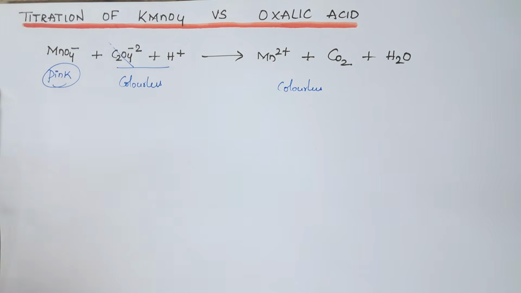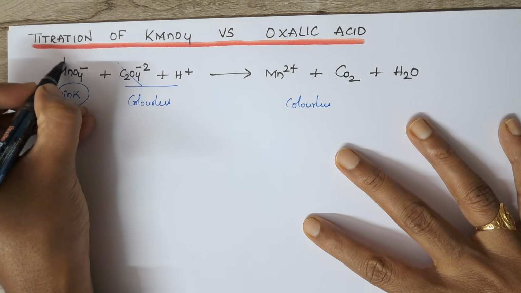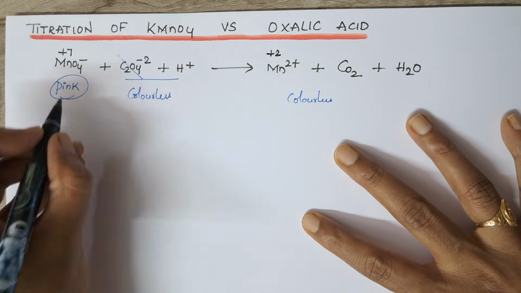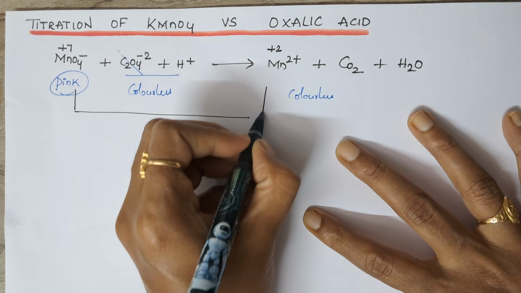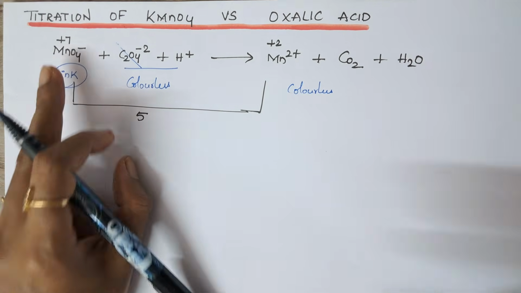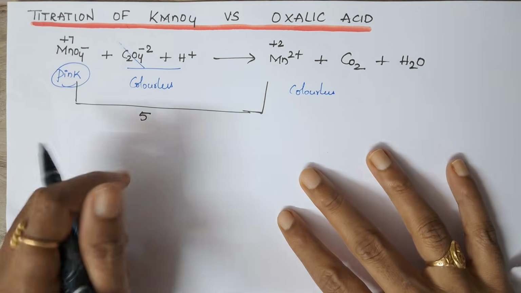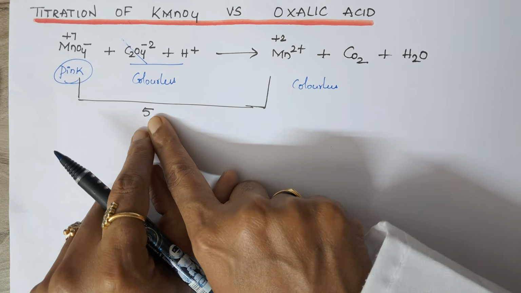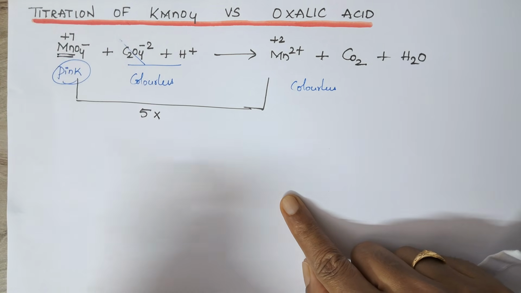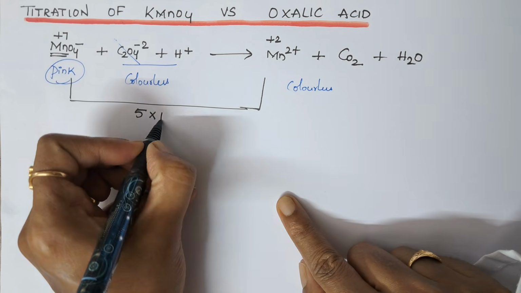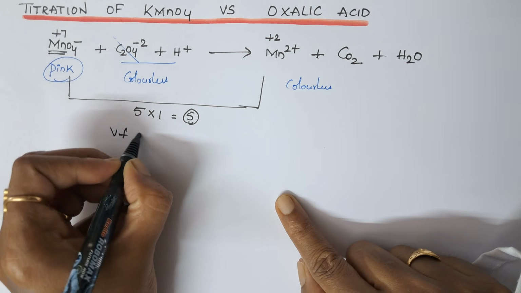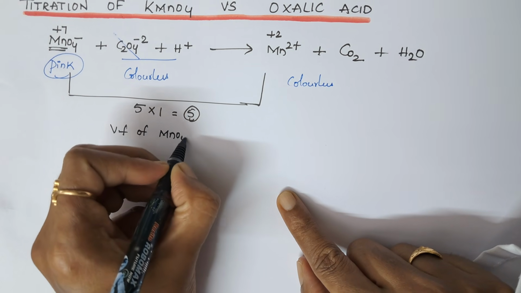Now here one point I want to tell you. The oxidation state of manganese in MnO4 minus is plus 7. Here it is plus 2. So it is changing from plus 7 to plus 2. There is a decrease in the oxidation state by 5 units. Plus 7 minus 2, how much? 5 units are decreasing. So change in oxidation state is 5 into the number of manganese in this formula. Just a formula you should see. Then how many manganese are there? 1. So 5 into 1 is 5. This is the valency factor of MnO4 minus or KMnO4, which is 5.